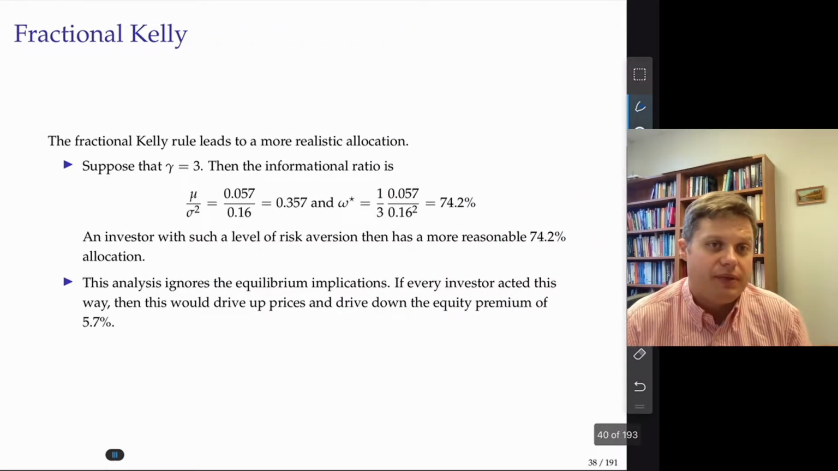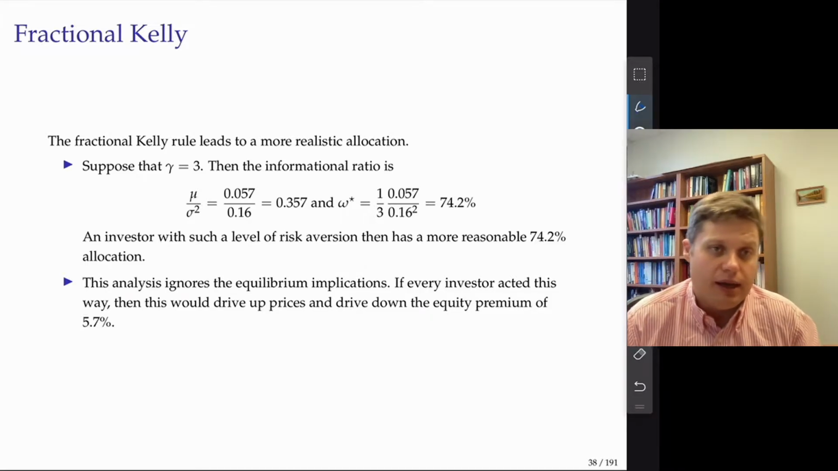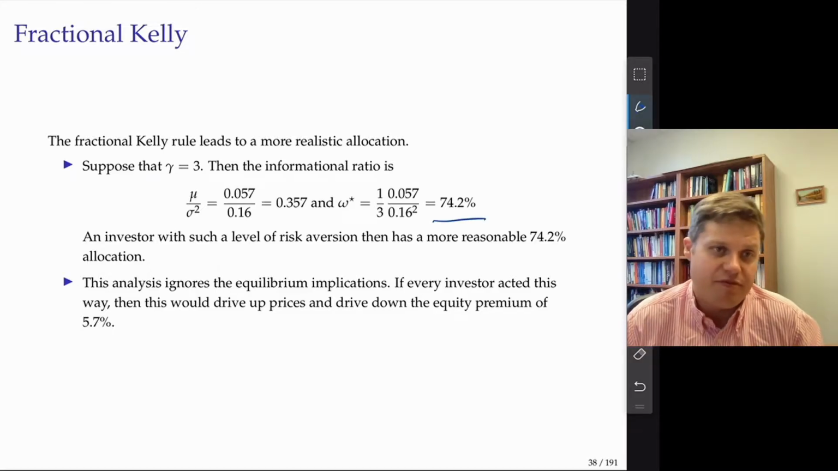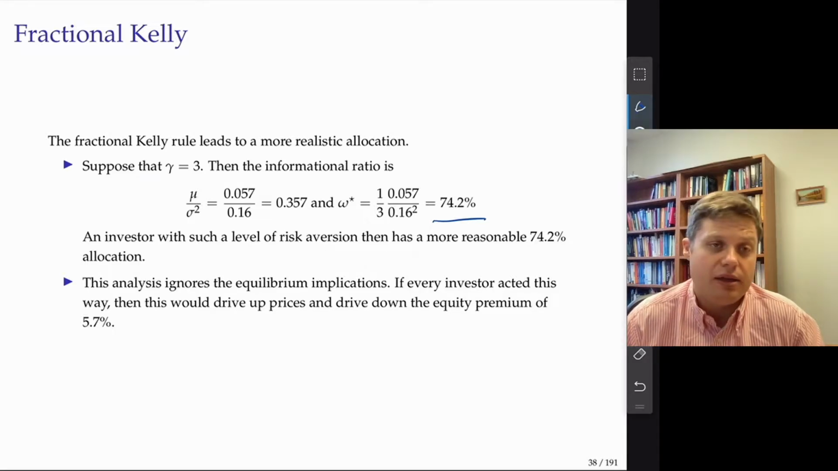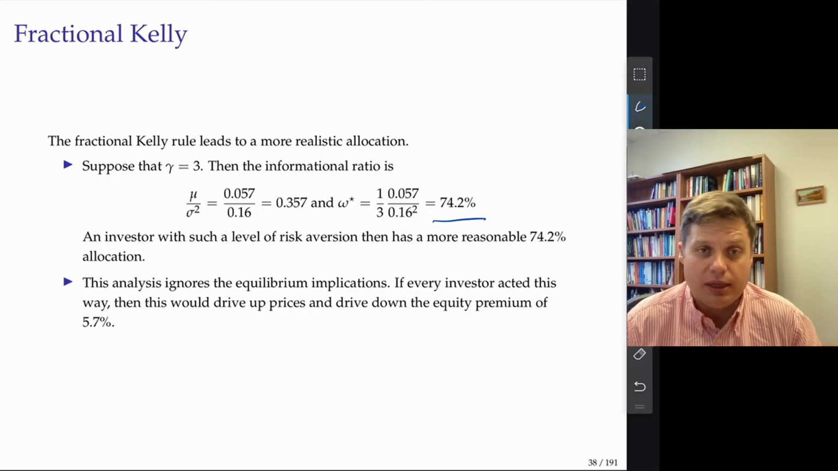Fractional Kelly leads to more realistic allocation. Suppose that we have gamma equals 3, so your risk aversion is 3, which is 3 times the assumption we used in the previous slide. Then, of course, you take this 220% and divide it by 3. You get roughly 75%, which means that an investor with this risk profile, gamma equals 3, should be putting 72% of money into the stock market, and the rest should go to some less risky assets like bonds.